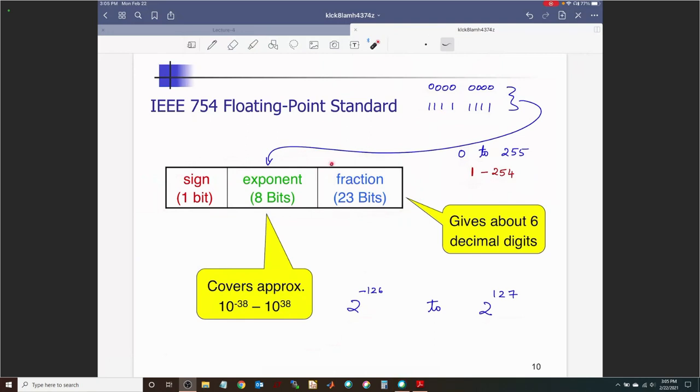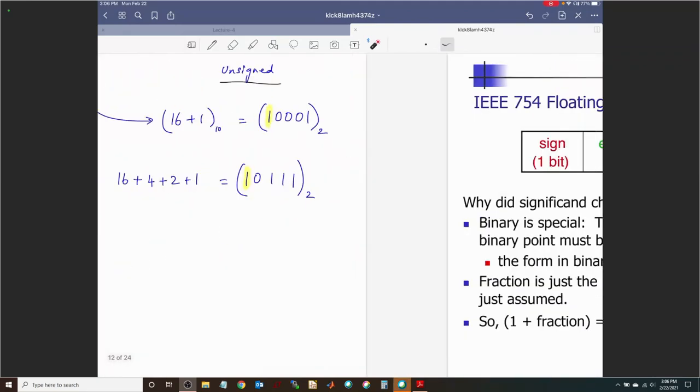Now, if you have a fraction field that is using 23 bits, that is equivalent to about 6 decimal digits. So that controls sort of the precision of the numbers you can represent using this 32-bit floating point standard. So our goal next will be, given a number, can you find out the 32-bit sequence? And given a 32-bit sequence, can you find out the number? So we'll do some examples to go back and forth. We talked about this. Now let's come to this.